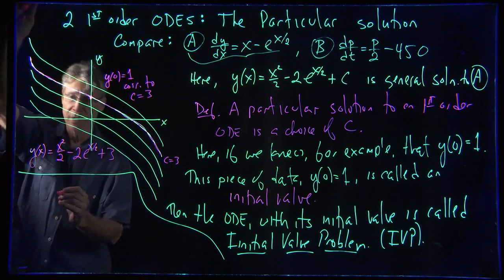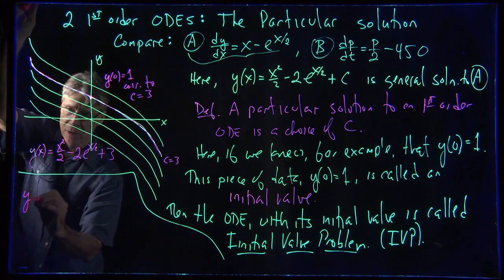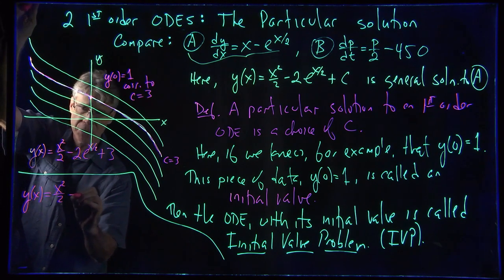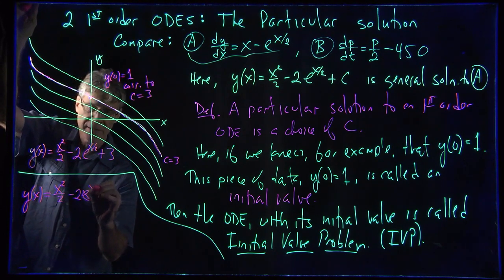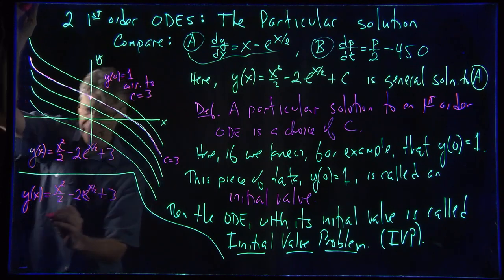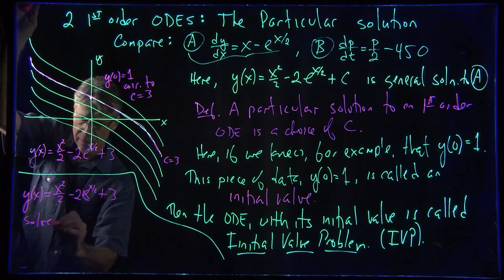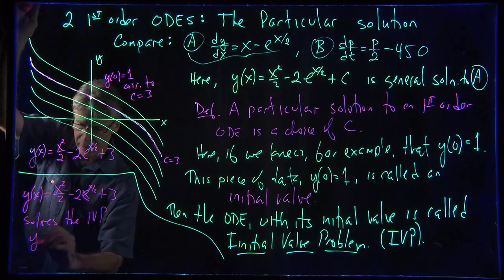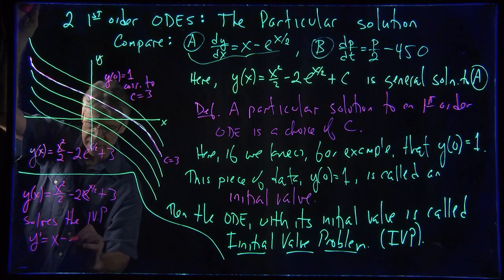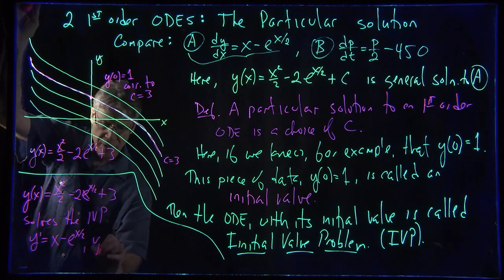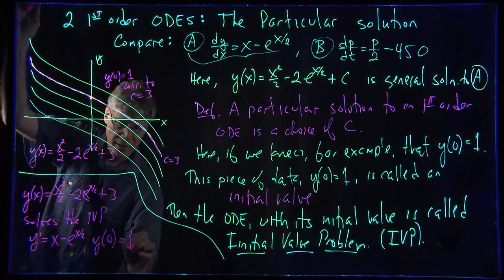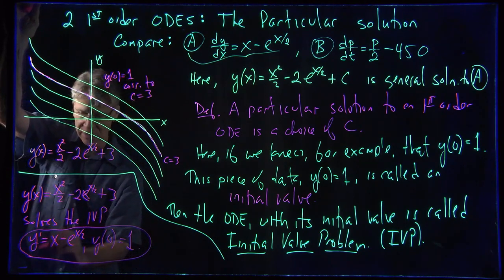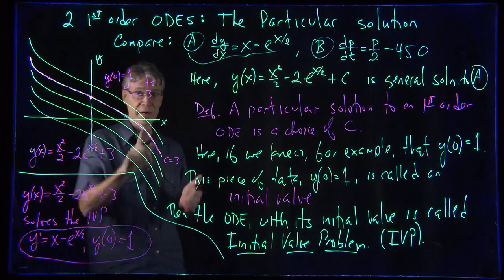Okay, so just to take this one step further, I mentioned this the last time, but I'll mention it again. y of x equals x squared over 2 minus 2e to the x over 2 plus 3 solves the IVP y prime equals x minus e to the x over 2, y of 0 equals 1. That is an initial value problem because it's an ordinary differential equation with an initial value.